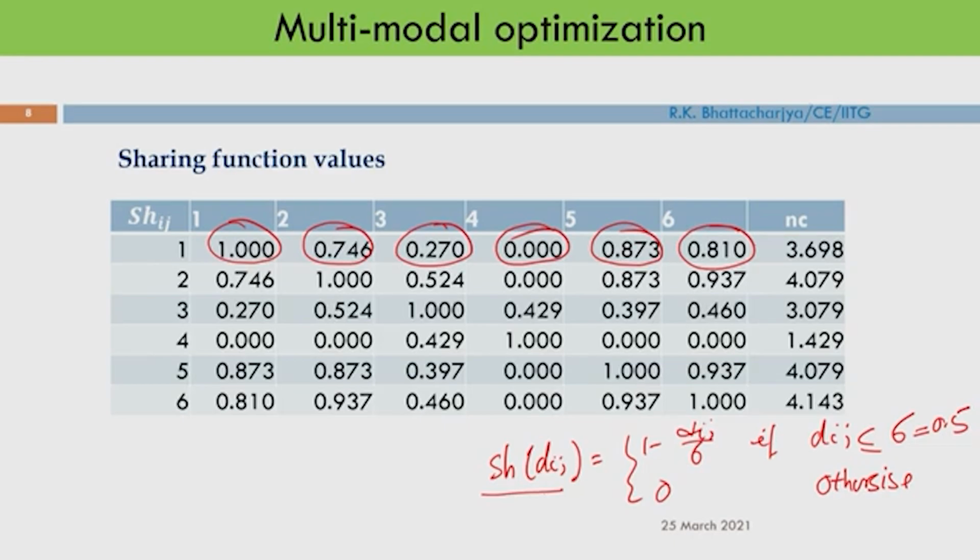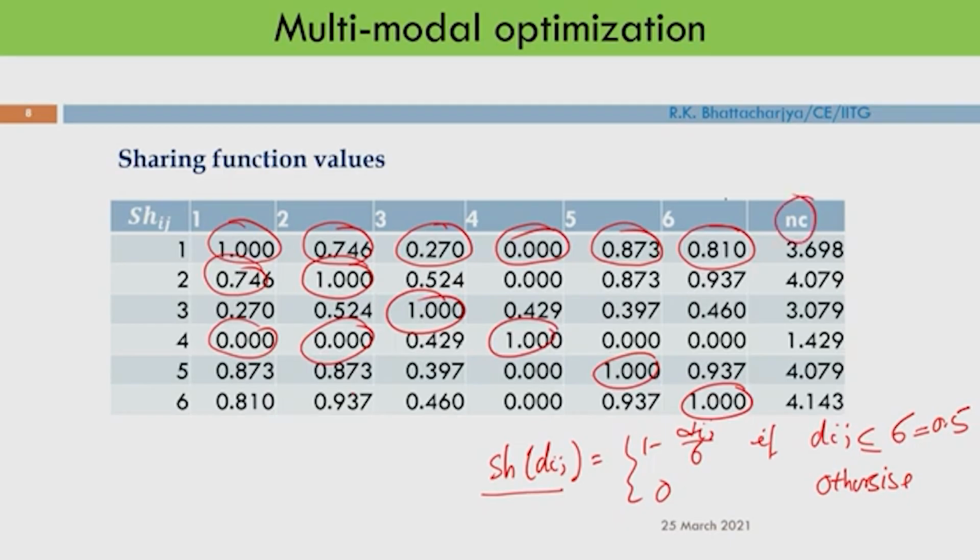So, similarly, I am calculating the sharing function value for the other solutions, and you can see the diagonal values are 1 because the distance is 0. Okay. I am getting 0 here because the distance is more than sigma, sigma is 0.5. So, I have calculated the sharing function value for all these solutions.